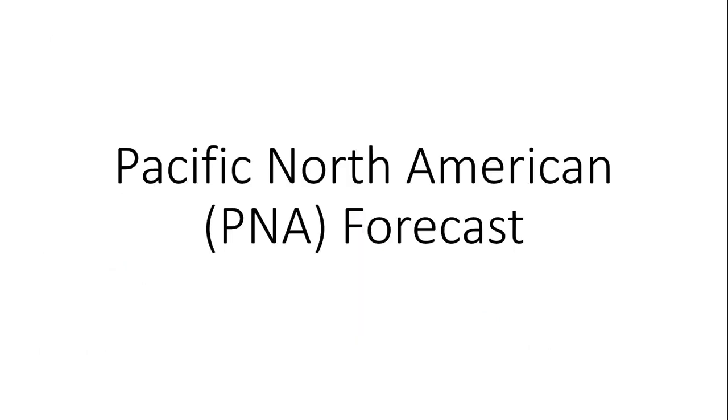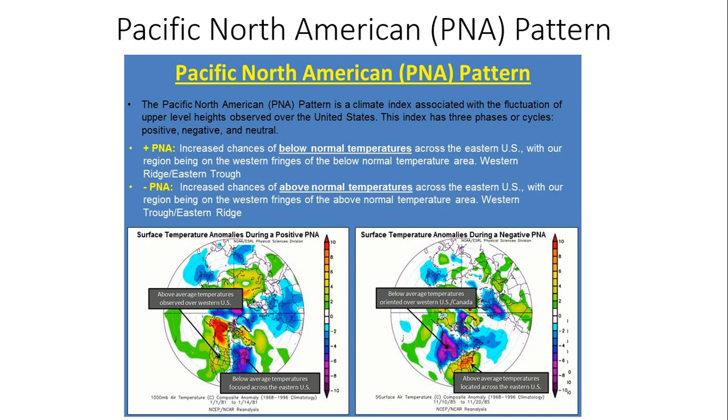Now let's look at the PNA forecast. With the PNA, we do have some changes to report with this week's video. The image on the lower left shows a typical positive PNA graphic where it's below average temperatures focused across the Eastern U.S. with a positive PNA, and above average temperatures over the Western U.S. More of an upper level ridge over the west with a positive PNA, and a trough over the east, especially east of the Mississippi River.